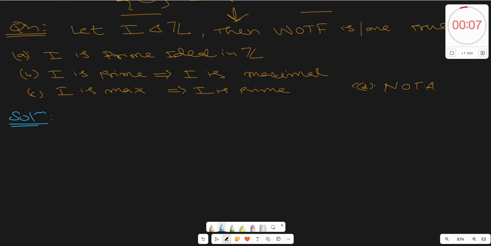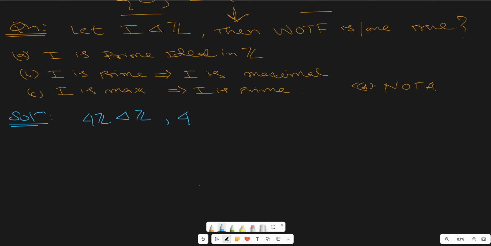Okay, the time is up. Okay, how can I proceed for that? See, the first example is anyway false: if I is an ideal in Z, then I is a prime ideal in Z. Is it necessary? See, 4Z is an ideal in Z, and 4 is in 4Z. You are right. Does this imply?